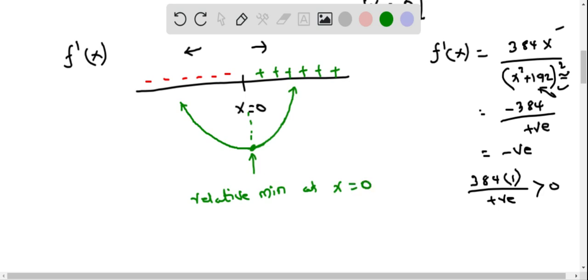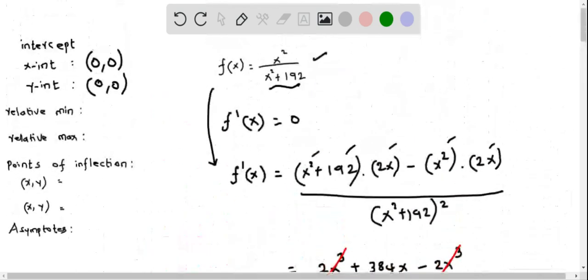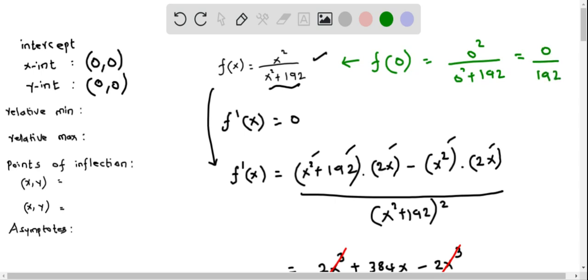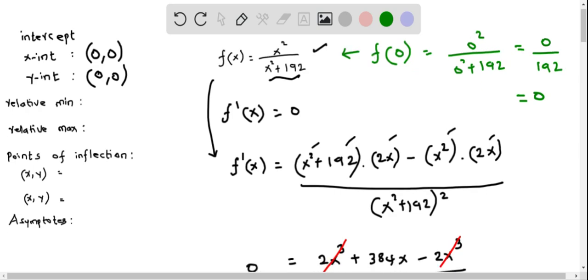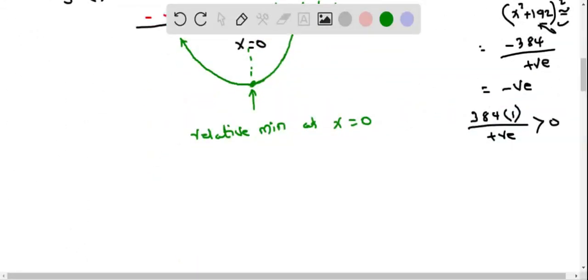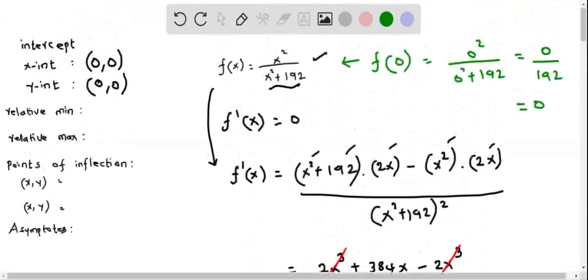And so we can determine its coordinate by plugging x equal to 0 into the original function. And when we do that, we get f of 0 equals 0 squared divided by 0 squared plus 192. And so this gives 0 divided by 192, which is 0. So therefore, we can see that the coordinate of the relative minimum is x comma y, which is 0 comma 0. So therefore, we write relative minimum of the function is 0 comma 0.